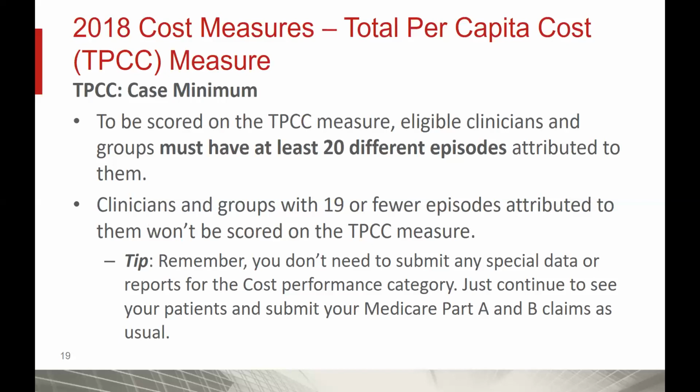Again, similar to MSPB, there is a case minimum requirement to this measure. So in order to be scored on the TPCC measure, eligible clinicians and groups must have at least 20 different episodes attributed to them. Clinicians and groups with 19 or fewer episodes will not be scored on the TPCC measure. And again, just a friendly tip and reminder, remember that you don't have to submit any special data or reports for the cost performance category. All you need to do is just continue to see your patients and submit your Medicare Part A and Part B claims as usual, and CMS will collect that data and assess you based on that data.